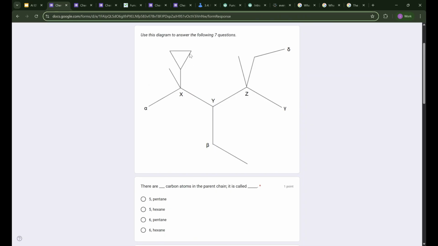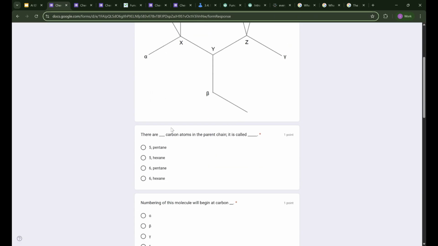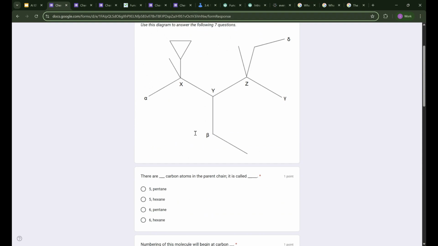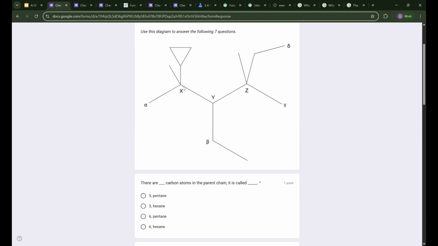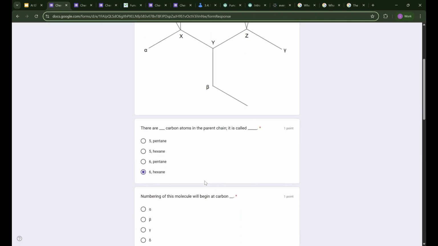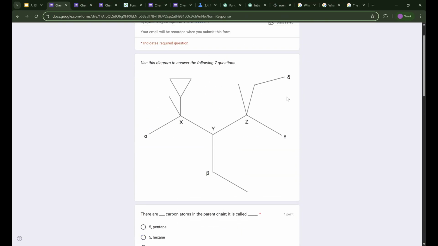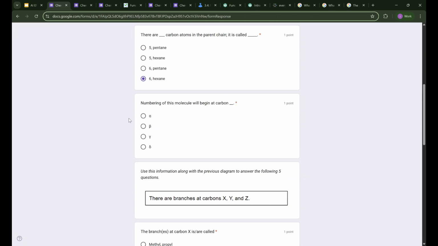Okay, I'm not really sure what this triangle is about. Oh, I guess it's just a carbon ring. There are how many carbon? 1, 2, 3, 4, 5, 6. Let's go with 6, and it's a hexane. Numbering of this molecule will begin at... Yeah, okay, so if this is the entire chain, I believe it has to start at alpha because this is the closest. Yes.